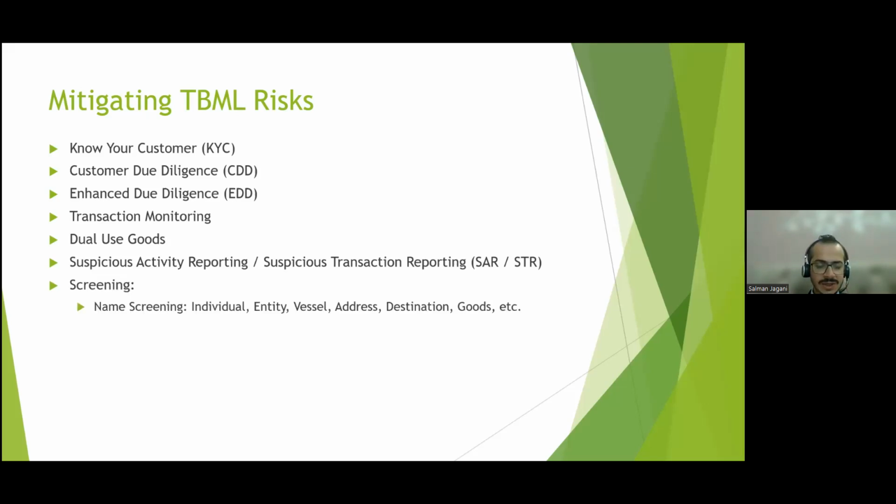Then screening is to be performed on the individuals, the entities, the vessels, the goods, the destination, via different screening software. Then adverse media search or negative media search also helps in mitigating TBML risk, where you get proper news and different articles on the customers or whoever it may be, if they have done anything suspicious or illegal in the past. Then price verification, as I explained before, is also a very important task, where you properly identify and monitor if the price is varying or deviating from what is being traded in the market.